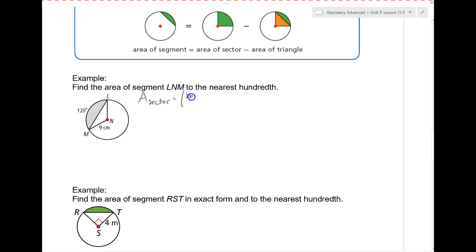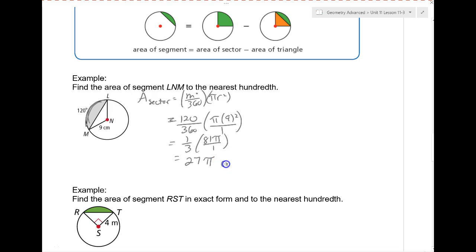We are getting pretty good at that, so we get m degrees over 360 times pi r squared. So I'm going to go 120 over 360, because it's the degree measure of my arc, times my radius, which is going to be 9 squared. I'm going to put that over 1. Guys, that's 1/3 of 81 pi, which is 27 pi. So the area of the sector is 27 pi square centimeters.